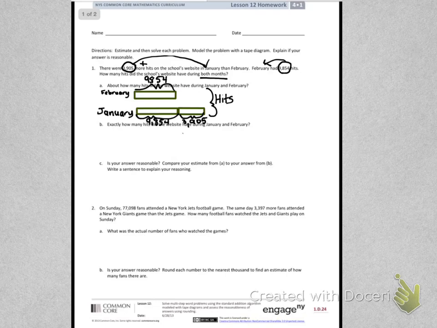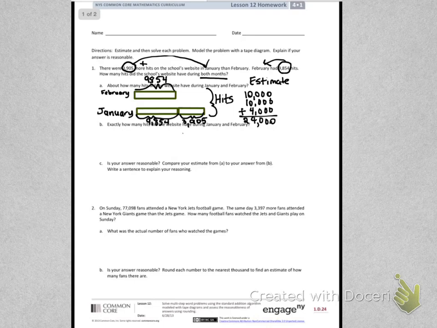The directions are asking us to estimate first. So once I have it drawn, I can go ahead and estimate the February hits. 9,854, well, that rounds to 10,000. And January has the same amount as February, so I'm going to add that on, plus the 3,905. 3,905 rounds to 4,000. So when I do my estimation, I'm looking for my answer to be somewhere around 24,000.